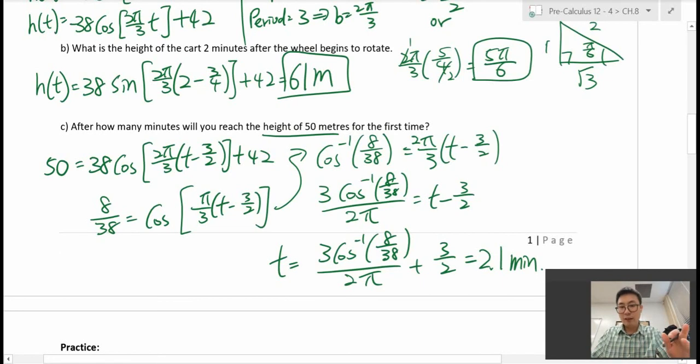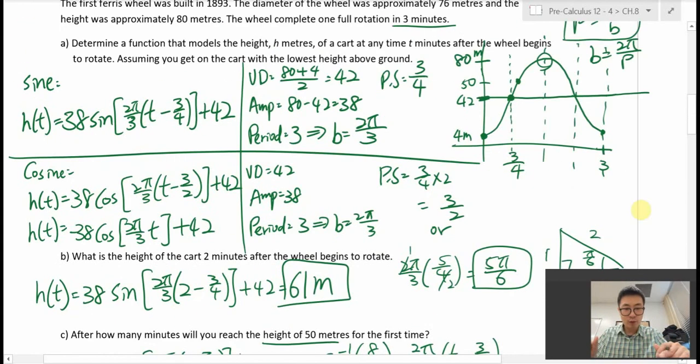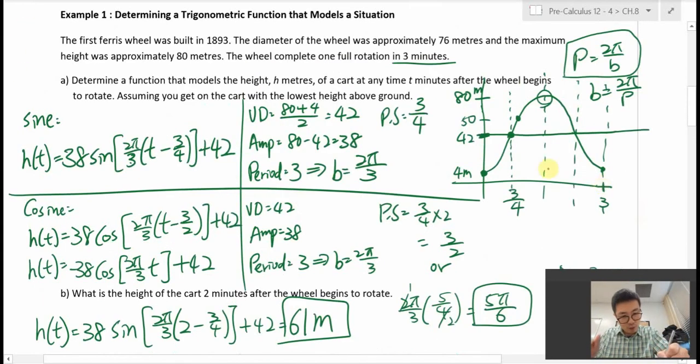So you see, I think it's really good that you compare it with the graph so you find your mistake. However, 2.1 minutes is not the answer. Let's look at this answer and compare to our graph. 2.1 minutes, so this is 3 minutes right here, and this is the halfway point, so this is going to be 1.5 minutes, which is the 3 over 2, right? That means 2.1 is actually somewhere here. The answer that we solved for is actually the one right here. But that's not the first time. The first time is right here.